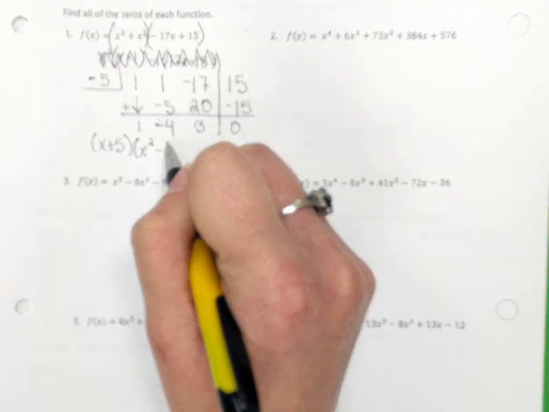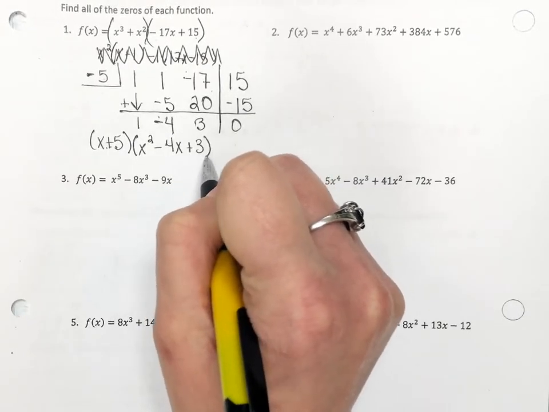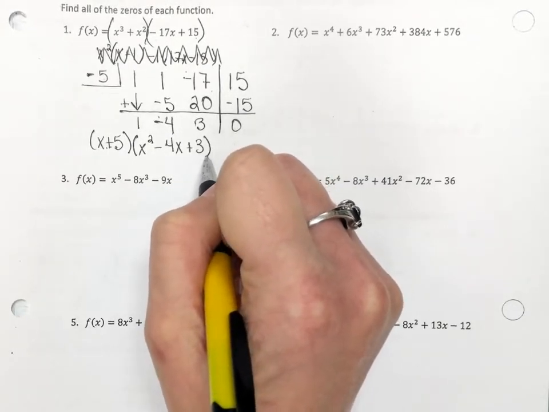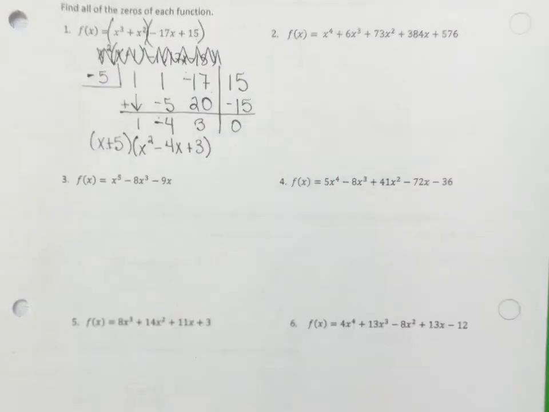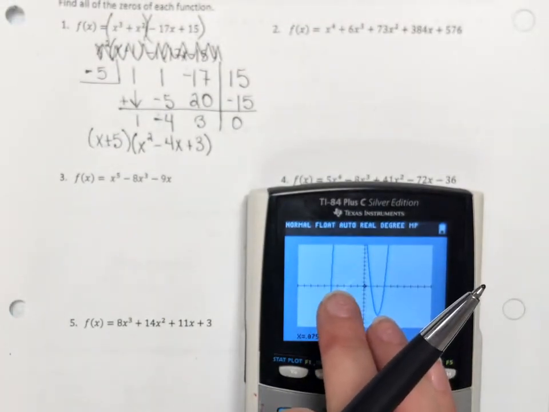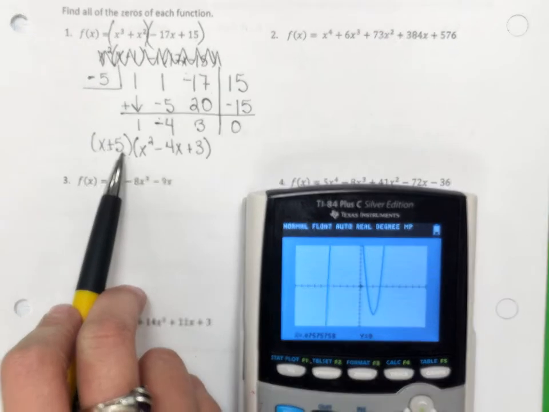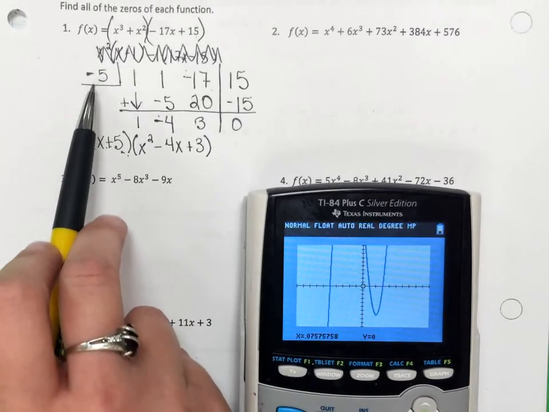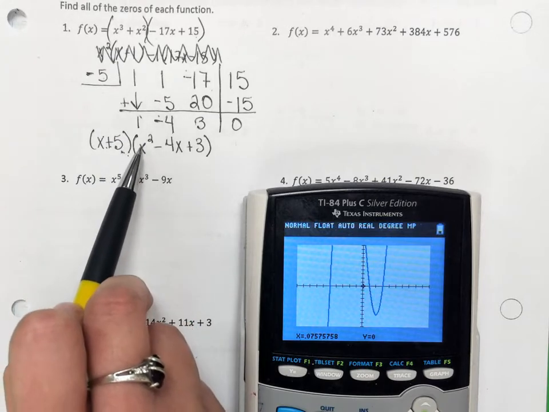Hold on, let me finish this out. Minus 4x plus 3. Caitlin, where are you confused? Why did we do x plus 5? Because remember we had 3 x values, and the first one was -5. If I take x plus 5 and set it equal to 0, what's that x value? -5, right? That's where I got this one from. Then I can use that -5 to do long division to figure out what the rest of it is.